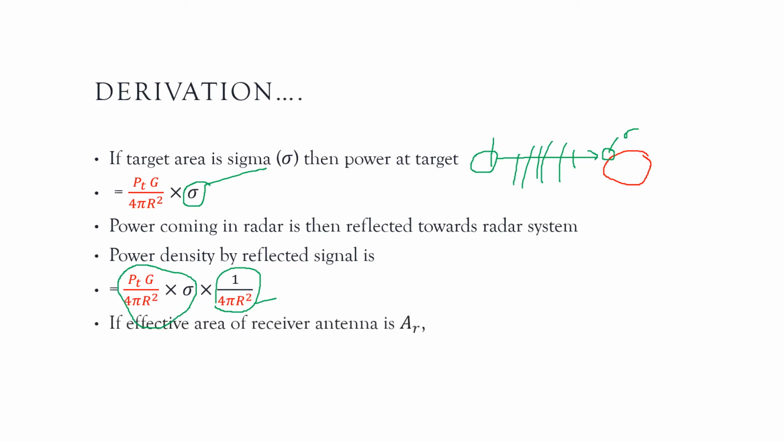Now, if the effective area of the receiver antenna is represented by AR, then we can write the received reflected power equal to PTG sigma AR over (4 pi r square) whole square.